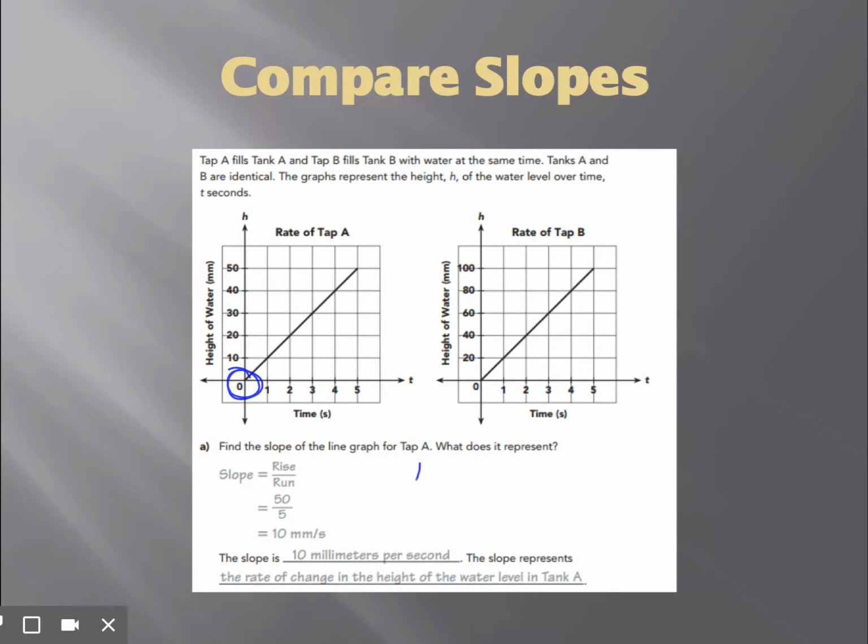So point 1 would be 0, 0. And point 2, pick an obvious one that hits right on a mark. And we'd have point 2. That one I picked is 3, 30. We could have done any. Then I just calculate slope and do 30 minus 0 over 3 minus 0, which is 30 over 3, which simplifies to 10. And then for rate B, again, I'm going to use 0, 0. And we'll pick the highest one in this case, 5, 100.